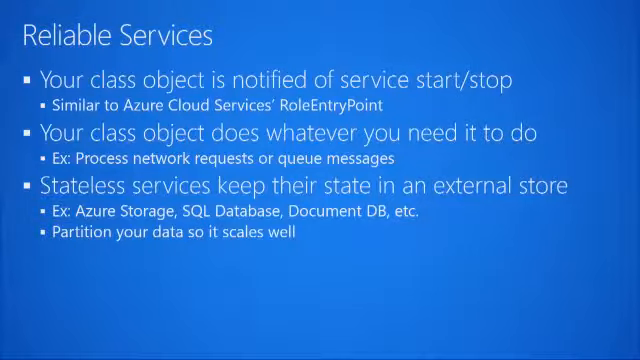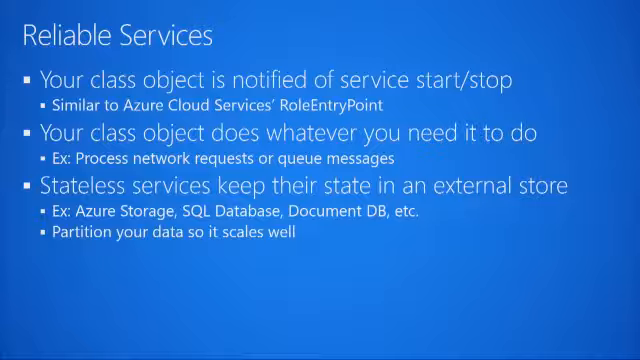Now, if you are familiar with Azure Cloud Services, our reliable services programming model for Service Fabric is quite similar. Just like you would with Azure Cloud Services, you would have a class that derives off of a base class called RoleEntryPoint. And RoleEntryPoint has three virtual methods on it: OnStop, Run, and OnStart. Our base class in Service Fabric is very similar. We have a base class called StatelessService, or if you're doing a stateful service, we have one called StatefulService. And instead of having OnStart and OnStop methods, those go away.